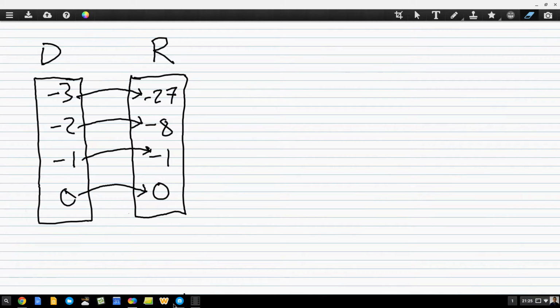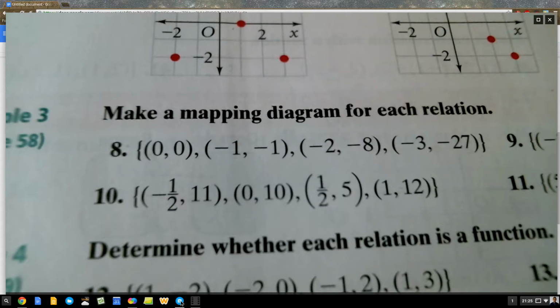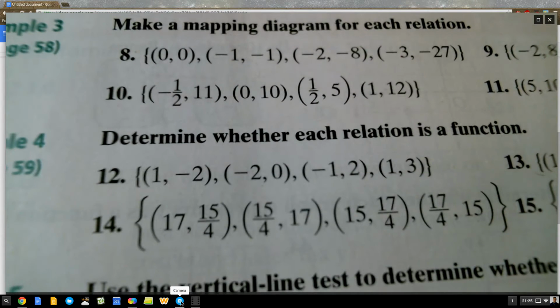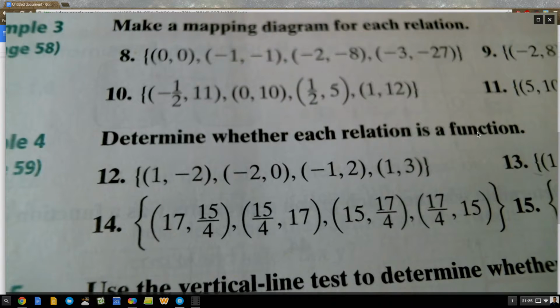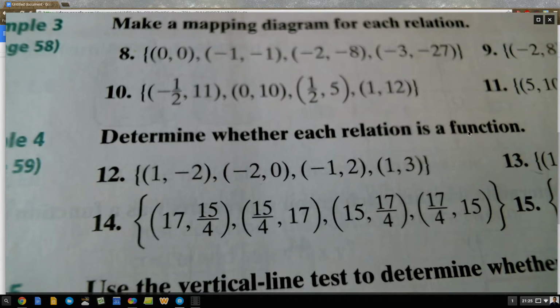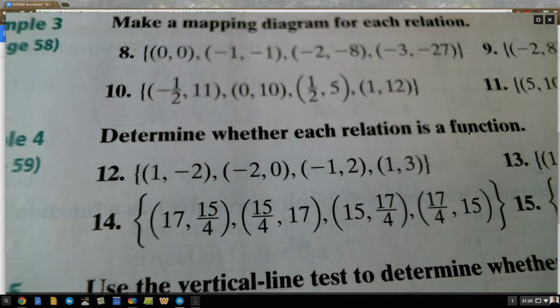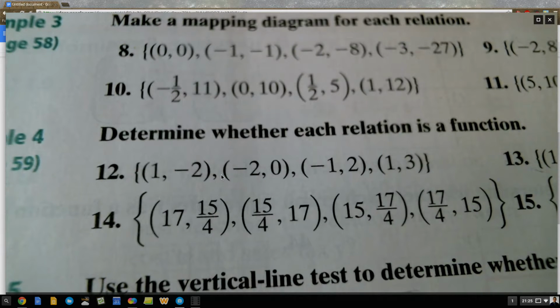Okay, so let's go on to the next one. So the next question we have is number 12. Okay, so let's go to number 12 and see what the question says. Number 12. Determine whether each relation is a function. Okay, so what is a function again? Remember, a function is basically for every input, there's only one output. That's it, one. Every input only has one output.